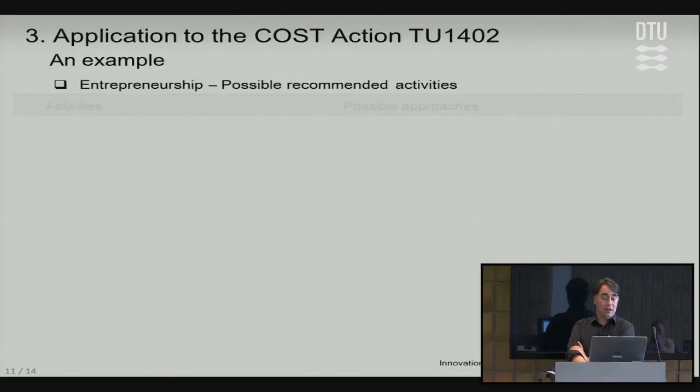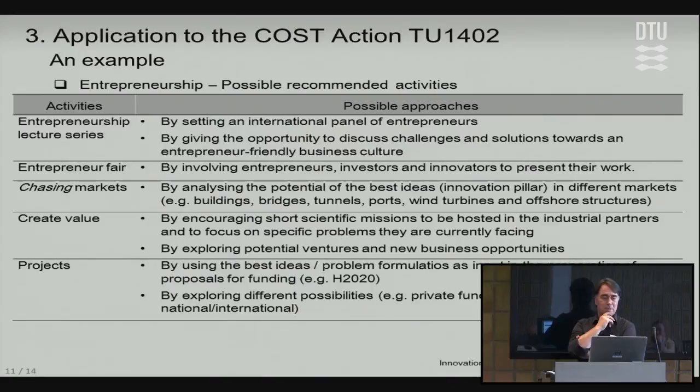Another, under the other pillar, entrepreneurship, some recommendations that we could explore are, for example, bringing here a panel of entrepreneurs to share and give lectures about their experience, or an entrepreneur fair, involving investors and innovators to present their work, chasing markets, creating value, and projects. This was already mentioned here. I think we also should try to see how to link these ideas with the potential for the real world. I think the industry here is very important because, in my opinion, the owners are the ones that pay for the systems. If we don't show them that systems are useful, I think SHM is not sustainable, for example.